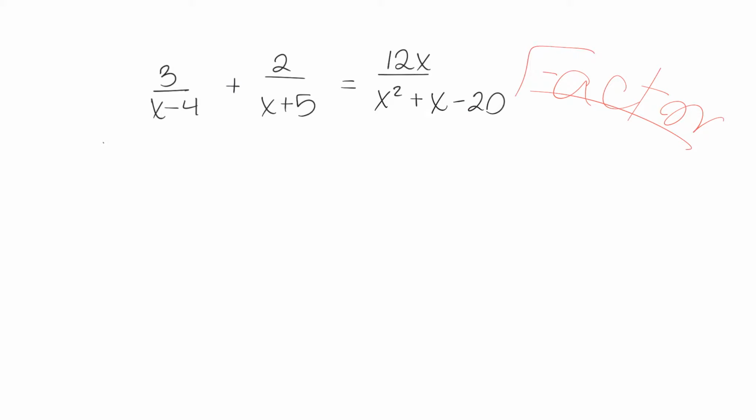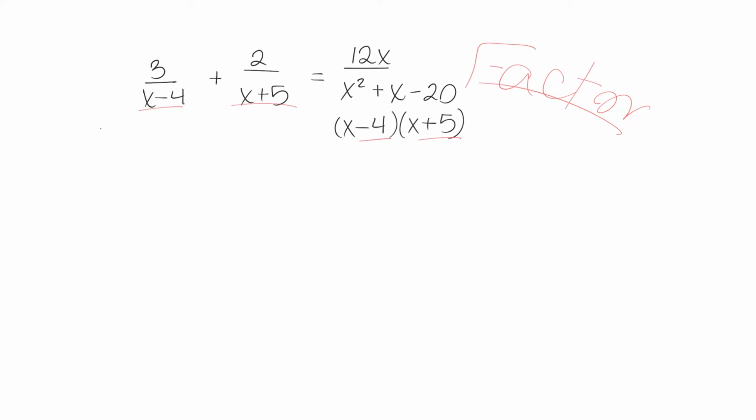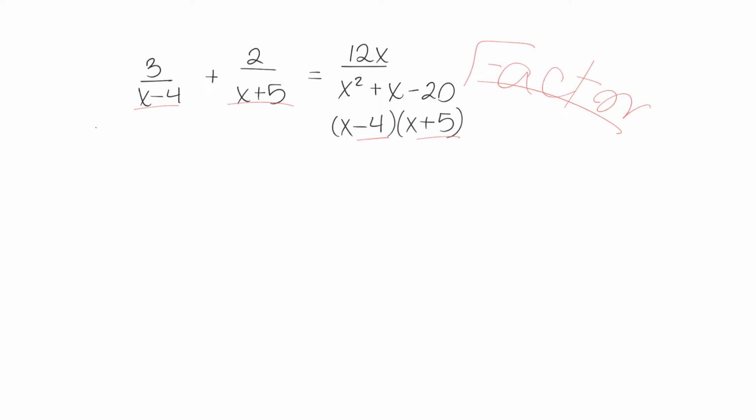You know it. x minus 4 times x plus 5. Oh, and then you're like, ding, ding, ding. Look at this. x minus 4, x minus 4. x plus 5, x plus 5. Boom. We had a common denominator. We didn't even know it. Or, sorry, common multiple. We didn't even know it.